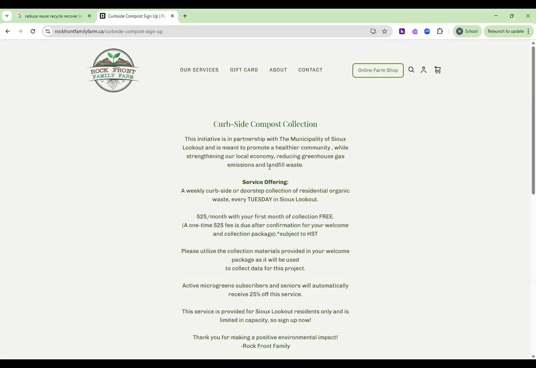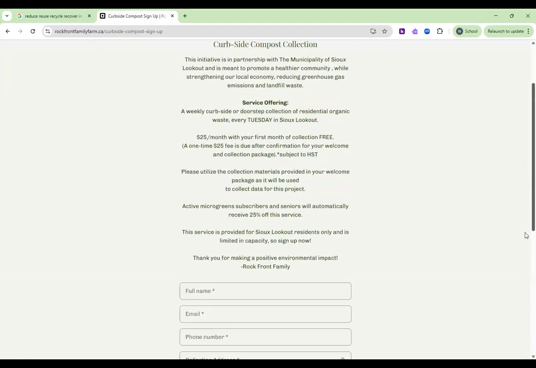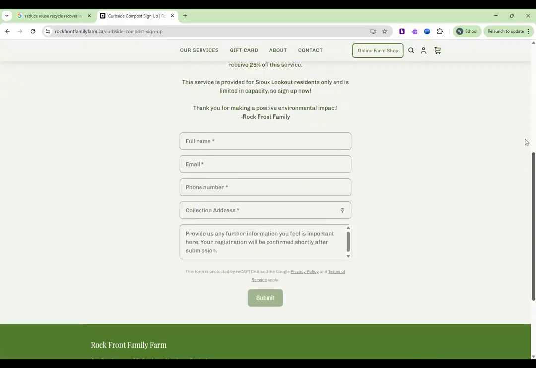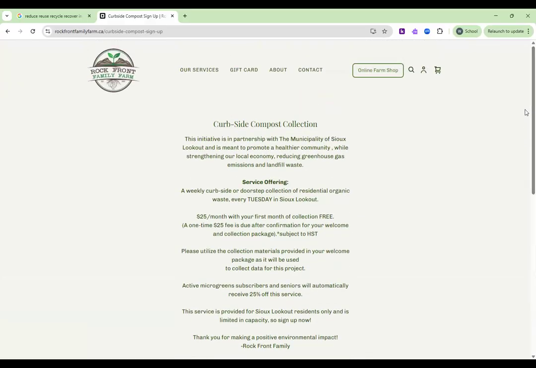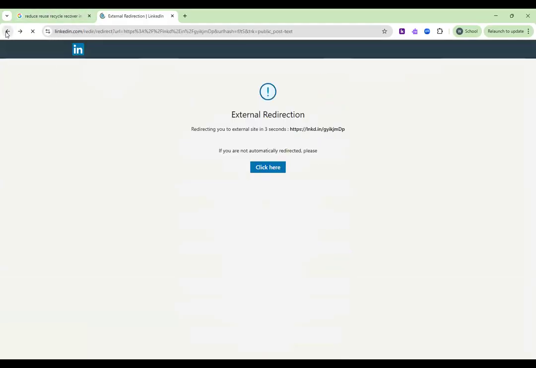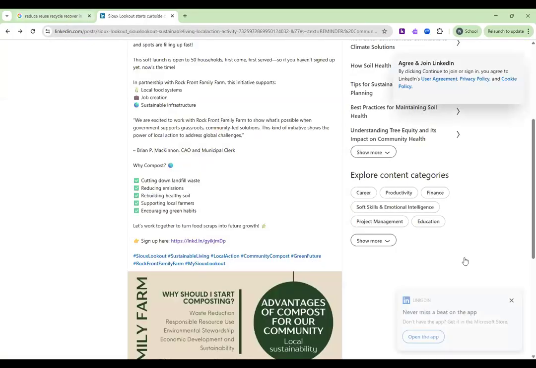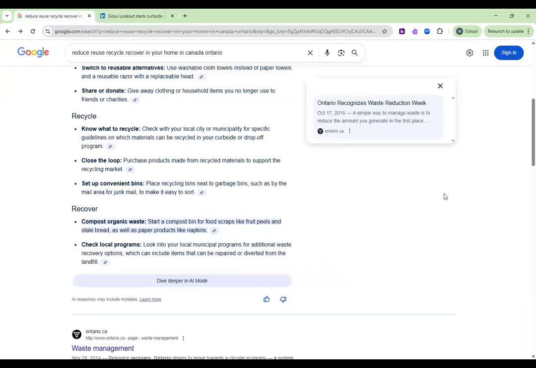Okay, so it's a one-time $25 fee due. And I actually signed up for a composter, but I'm wondering if this still is going to let us do composting. That'd be great. Okie dokie. That's good to know. So it's a local program in Sioux Lookout.